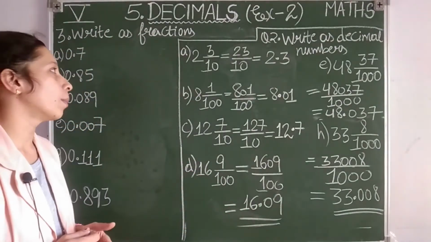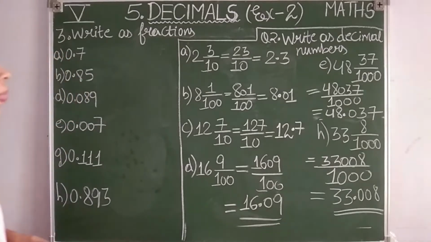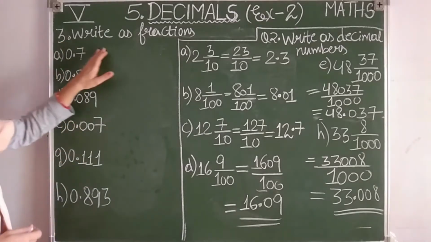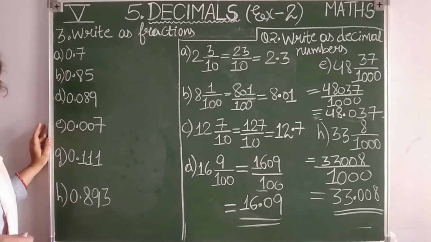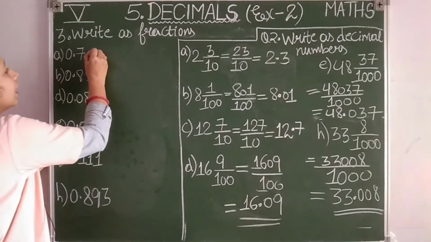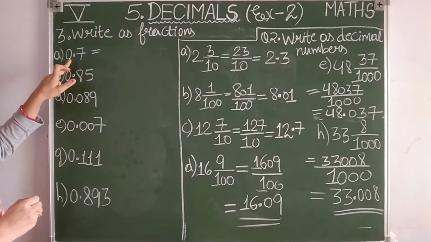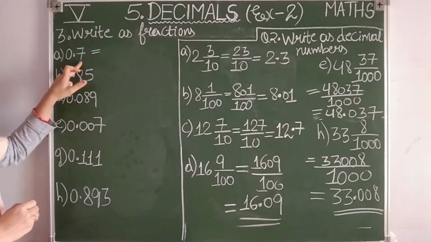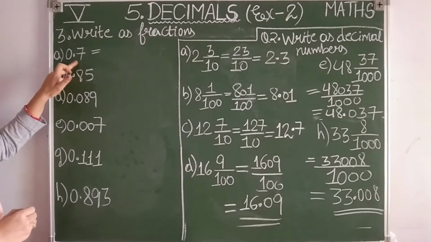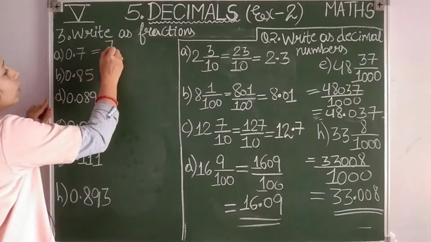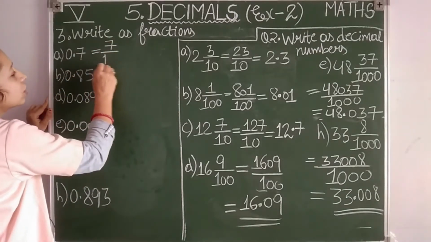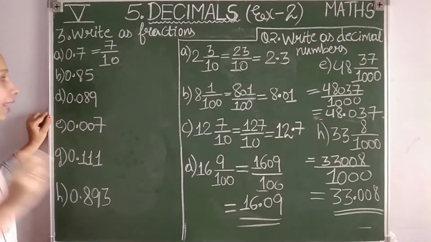Now let us see question number 3, students. Note it down first. Question number 3: write as fractions. Let us see how to write a decimal number as a fraction. Again, it is very easy. See, after the point only one digit is there. Can you tell the place value of this digit? It is written after the decimal, na? That's why its place value is 7 upon 10. That means 7/10. Like that only you have to write using fractions. 7/10. Clear?